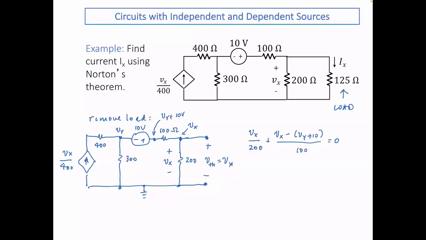Okay. Actually, you can, but if you do, you're going to introduce a new variable, no? You're going to introduce a new variable because you don't know the current flowing through your voltage source. Now notice that this is a floating voltage source. So dapat magki-KCL ka sa supernode. So this is actually a supernode.